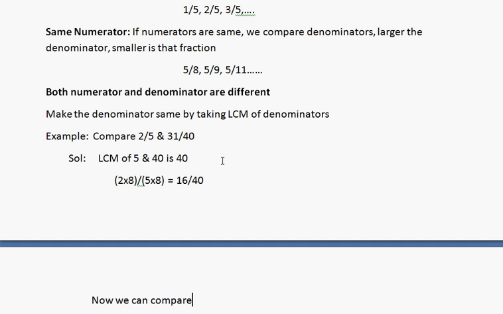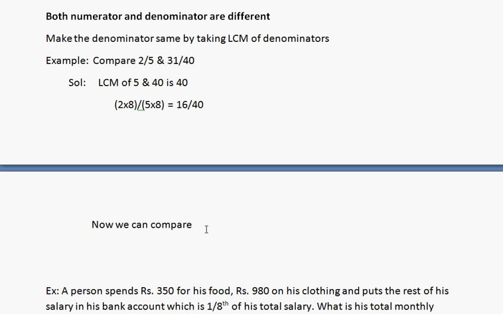But when both are different, what do we do? Let's take an example, 2 by 5 and 31 by 40. Here both numerators and denominators are different. What do we do? We try to make the denominators the same. How do we do that? We take the LCM of the denominators. So the LCM of 5 and 40 is 40, and we make the denominator equal to the LCM. How do we make 5 equal to 40? By multiplying by 8. So we multiply numerator and denominator by 8, and it becomes 16 by 40. So we can now compare 31 by 40 and 16 by 40. 16 by 40 is less than 31 by 40, and hence we can compare. In this way we can compare.